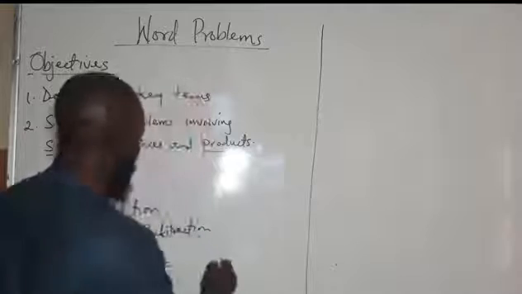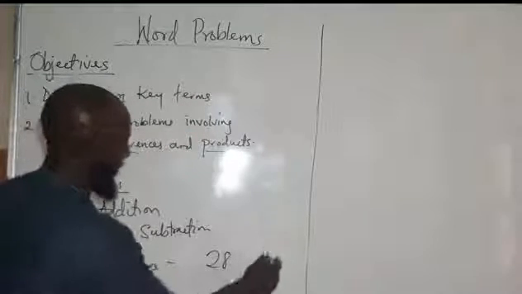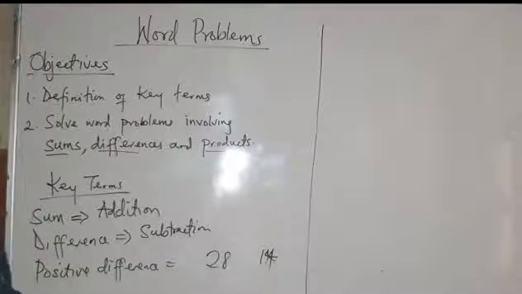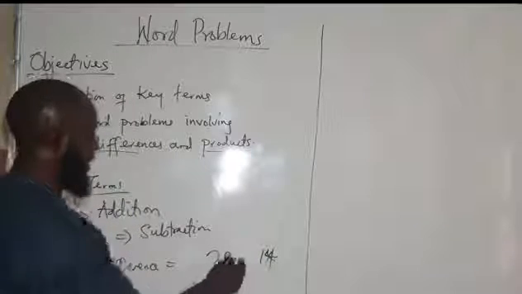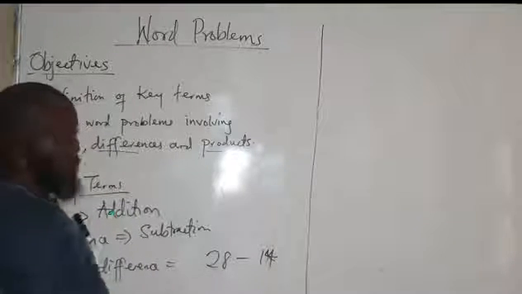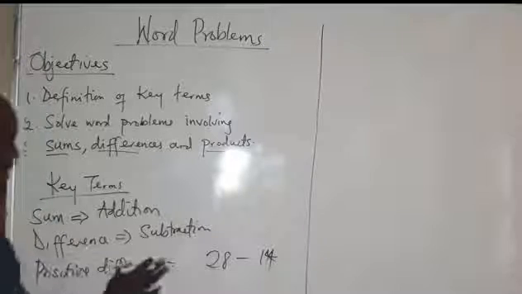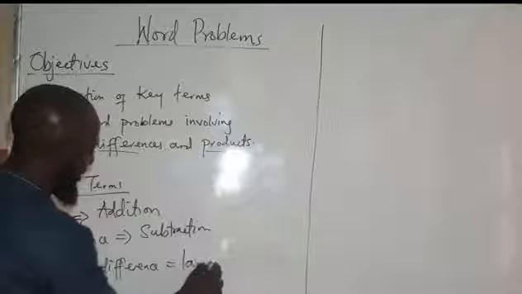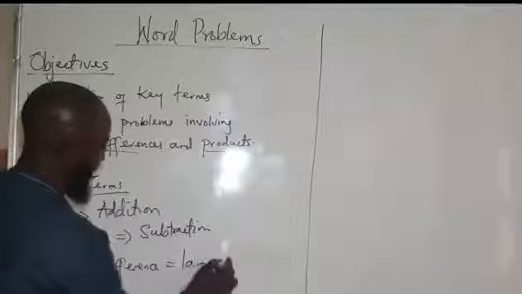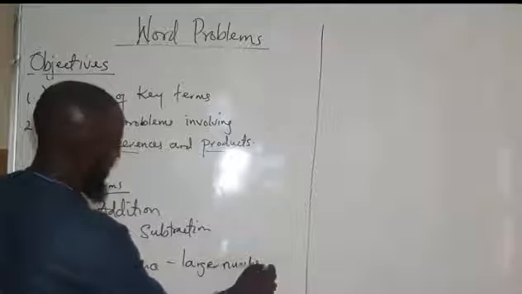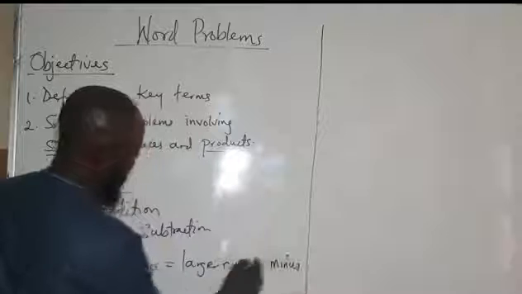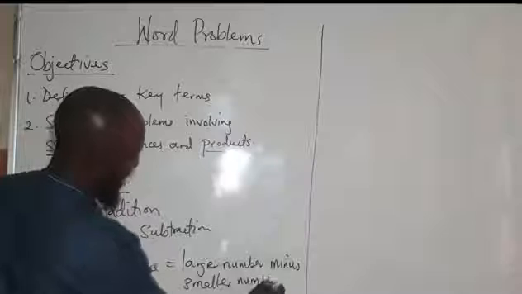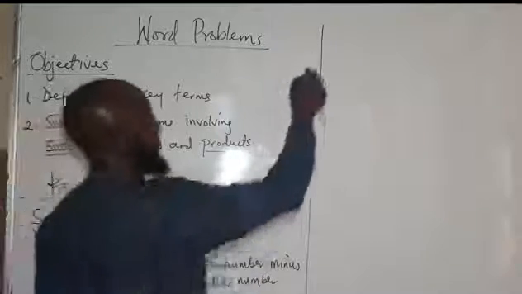For example, you have 28 and you have 14. They ask, what is the positive difference between 28 and 14? That is, you have to subtract 14 from what? So now it'll be 28 minus 14. You're going to get positive as your answer. So positive difference means subtracting a larger number minus smaller number. I hope that is clear. Absolutely.